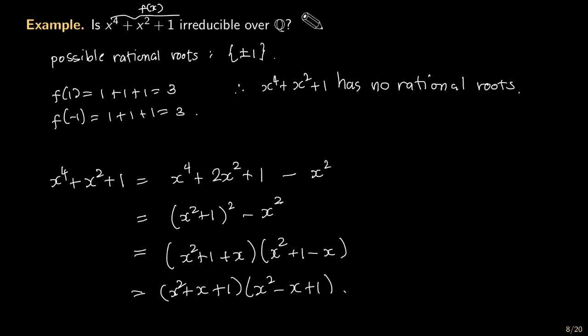As you can see, I was able to factor x to the 4th plus x squared plus 1 in a non-trivial way, even though it doesn't have a root in Q. So the existence or non-existence of roots for a polynomial does not say anything about its reducibility, especially when the degree of the polynomial is more than 3.